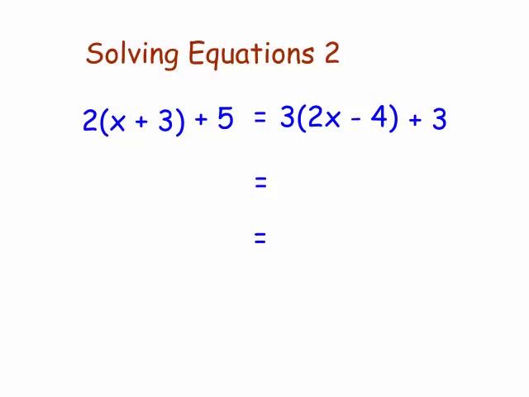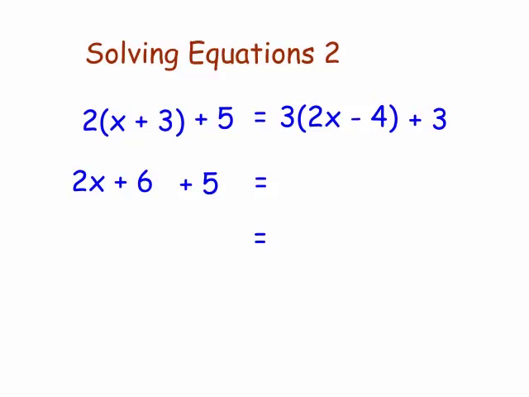These are some equations with brackets in them, and you can see here this one is 2 lots of x plus 3, plus 5, equals 3 lots of 2x minus 4, plus 3. Well, the first thing we always do with brackets is expand the brackets. So we expand the first bracket out. That's 2 lots of x is 2x, 2 lots of 3 is 6. The 5 is still there, plus 5.